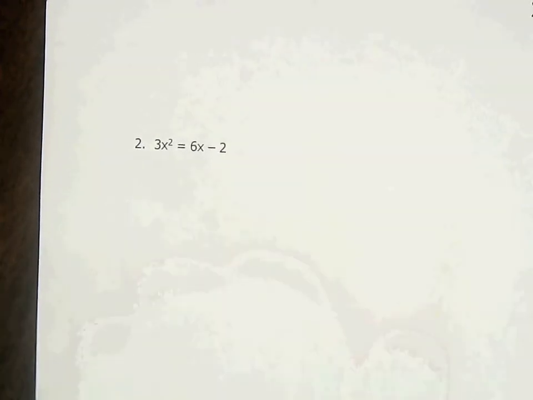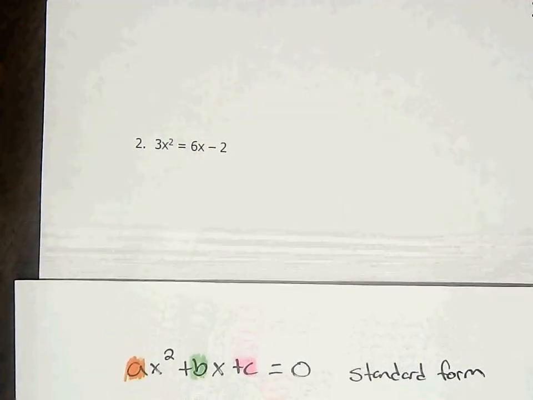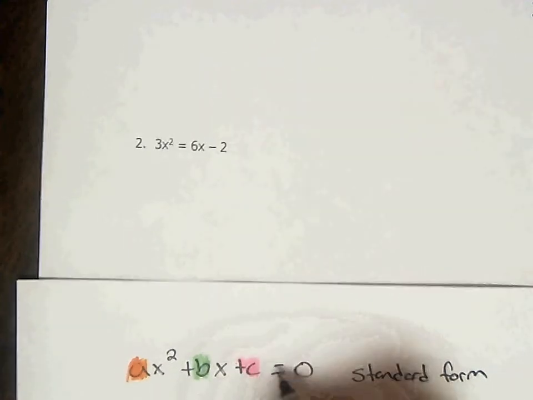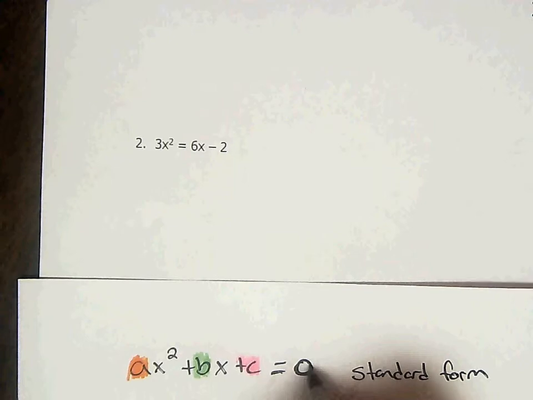Okay, so take this equation. You look at this and you think, hold on now, it doesn't look like all the equations we've done. It certainly doesn't look like this. This is our standard form. Ax squared plus bx plus c equals 0. Notice it equals 0. That's important.